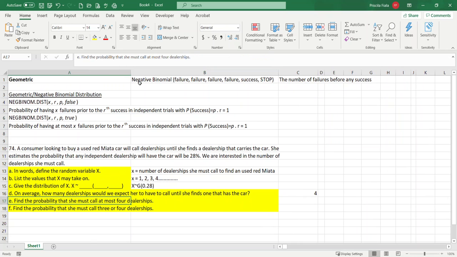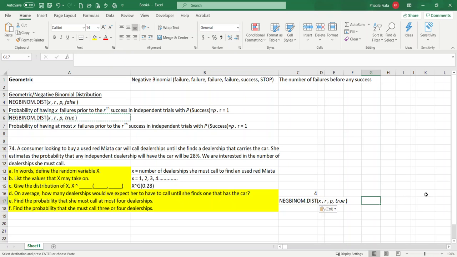Now find the probability that she must call at most 4 dealerships, no more than 4. Well, remember, if we're looking for at most, we're going to be using this formula over here. But there's another thing too. So you're looking at number 4 to succeed, right? And we're looking at the failures first, then succeed and stop. So we're looking for a failure, a failure, a failure, and then we succeed and stop. So really, you're just using 3 values right here.